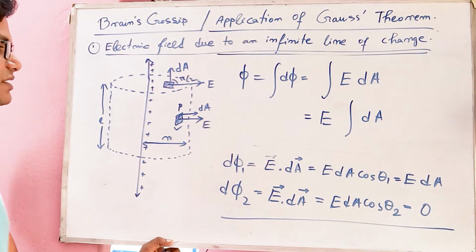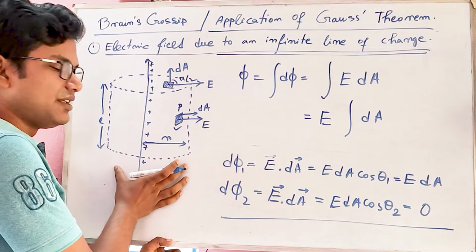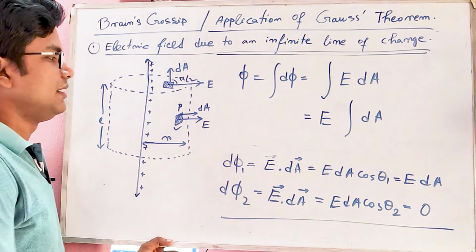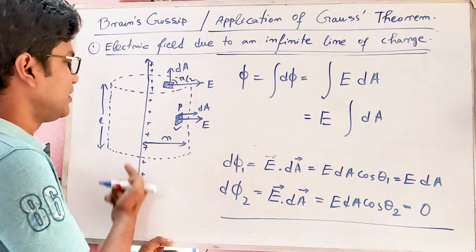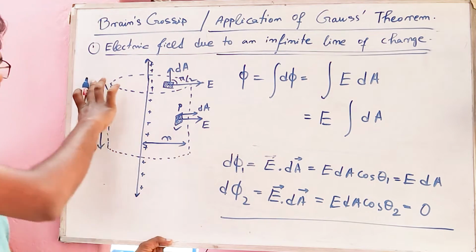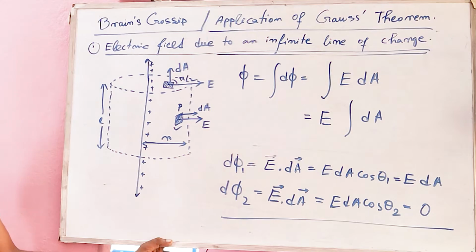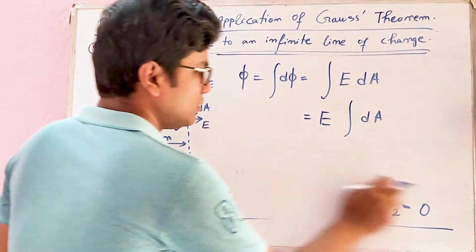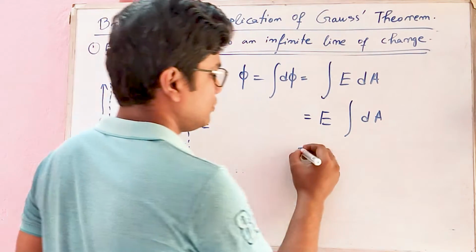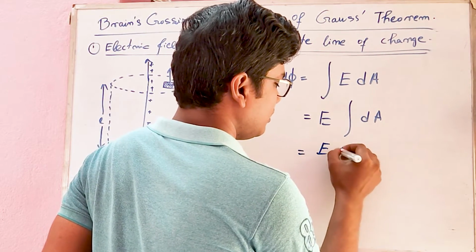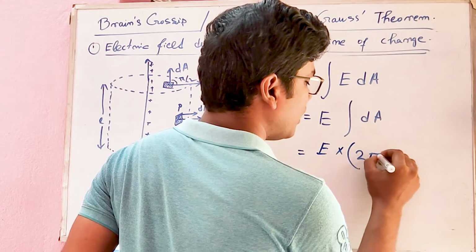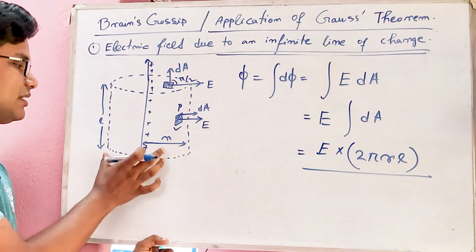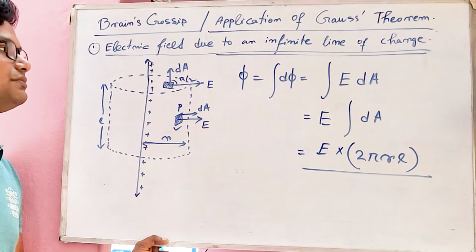Now, do you know what is the area of the cylinder? If we consider the curved surface only, it is the circumference into the length, and the length of the cylinder we have considered as L. So we can write this is equal to E into 2 pi r into L, that is the area of the curved surface of the cylinder.